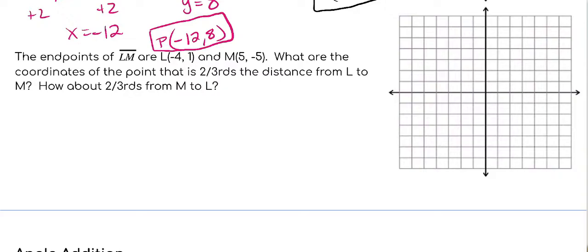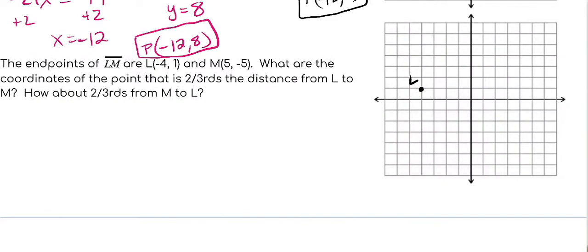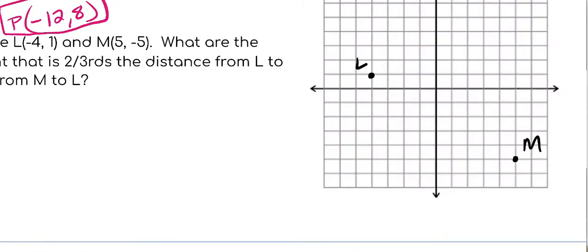So we have the endpoints of segment LM given to us, L at -4, 1. I'm going to go ahead and plot that. So -4 and 1 on the graph here. So that is point L. Point M is at 5, -5. 1, 2, 3, 4, 5. 1, 2, 3, 4, 5. Be very sure that you are plotting these correctly. If I mess this part up, nothing else will be right. So there we go. That is segment LM.